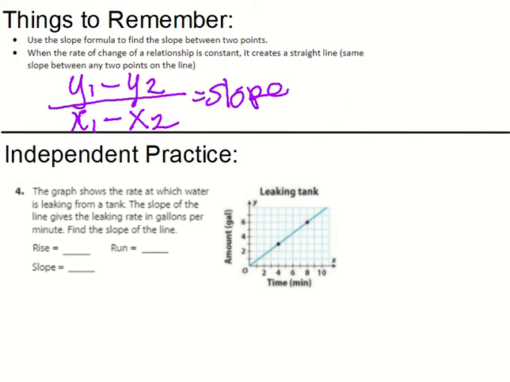So I want you to see if you can use the rise and run like I did with the triangles on the second example, and see if you can find the rise, the up, down, and the run, the left to right, and then write it as a ratio for the slope. And we'll talk about it when we get back.